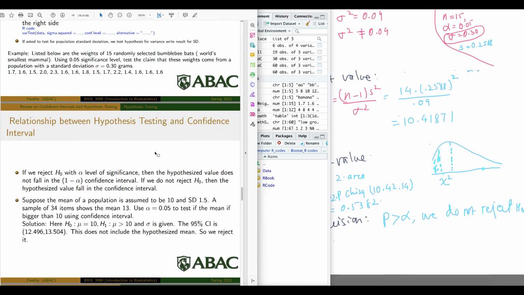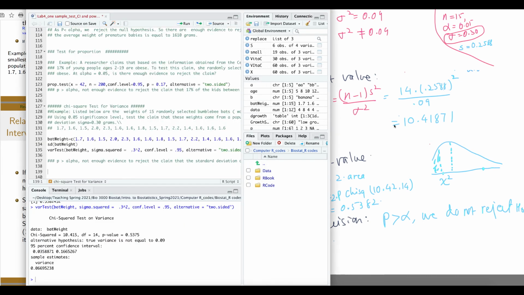Okay, so the next thing that I wanted to discuss here is the relationship between hypothesis testing and confidence interval. I think I mentioned that earlier in the last video. If we reject the null hypothesis with alpha level of significance, then the hypothesized value does not fall in the 1 minus alpha confidence interval. If your result is reject the null hypothesis, then this value does not fall in the confidence interval. But if you do not reject, then this value, that null hypothesis value, will fall in the confidence interval.